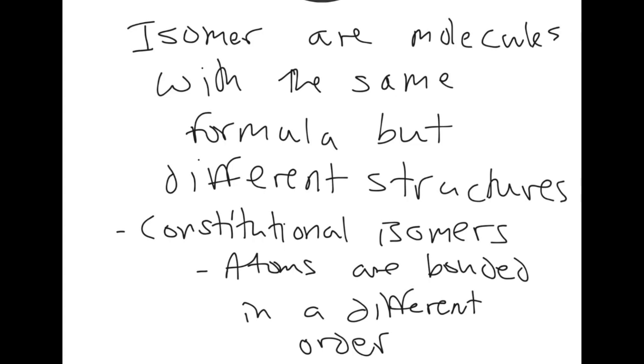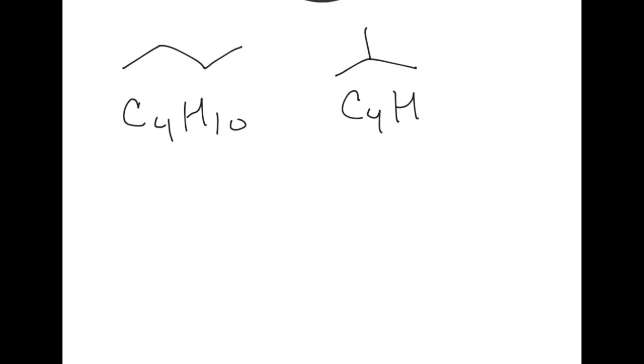So the example of this that we've already seen is something like butane versus 2-methylpropane. They're both C4H10, right? But they're clearly different structures. So constitutional isomers are easy, right? They look different. Then there's a second type of isomer, called a configurational isomer. No, sorry, it's called a stereoisomer. I got ahead of myself. A stereoisomer.